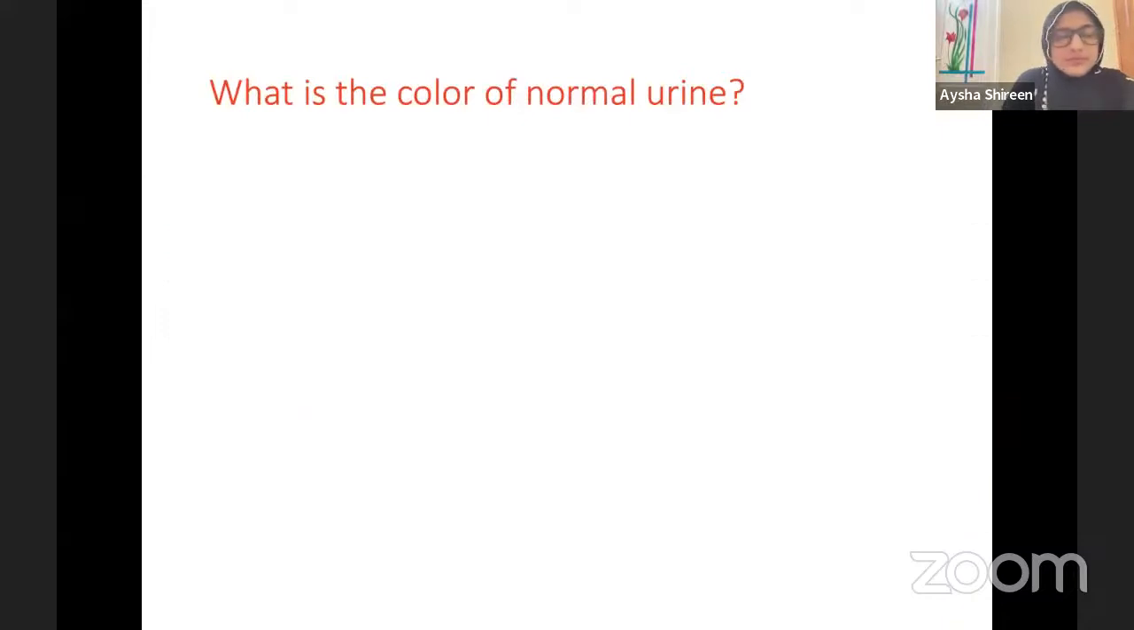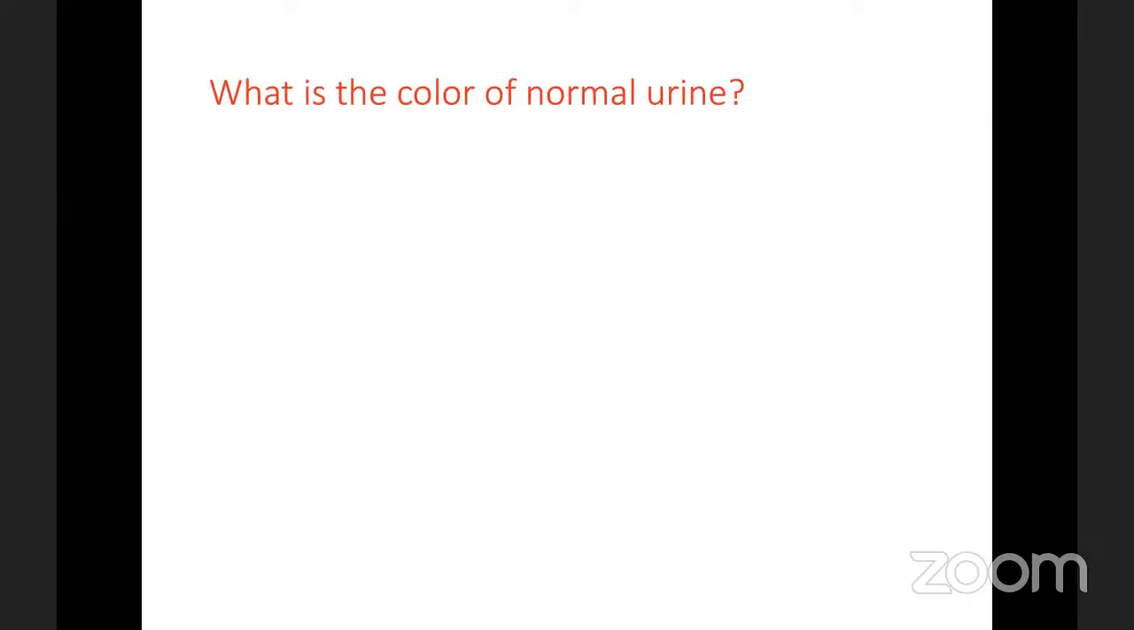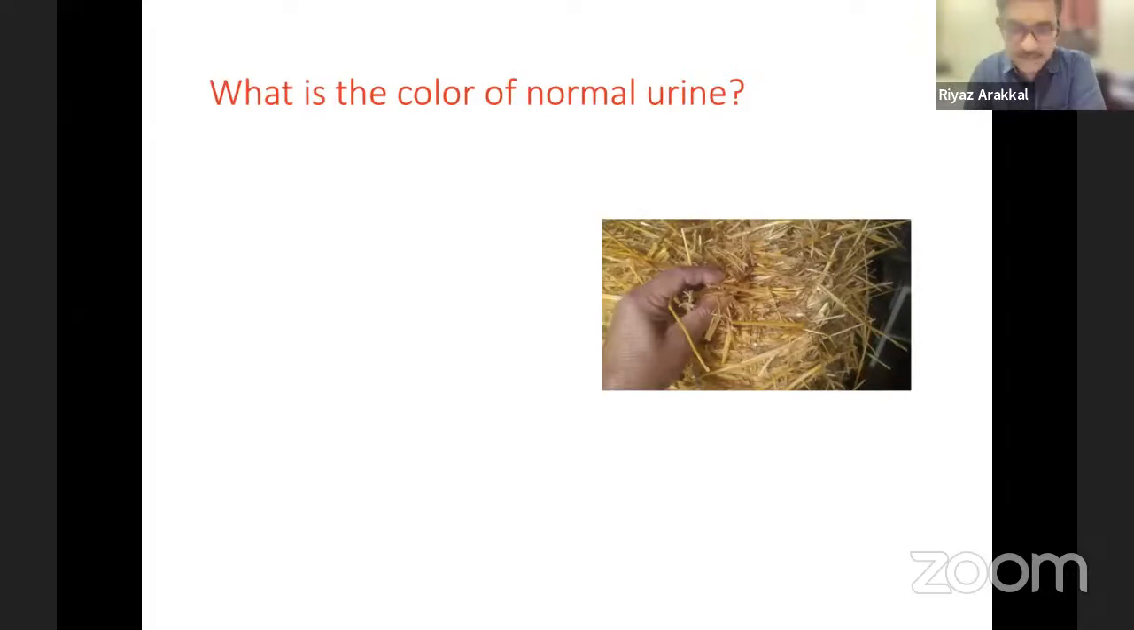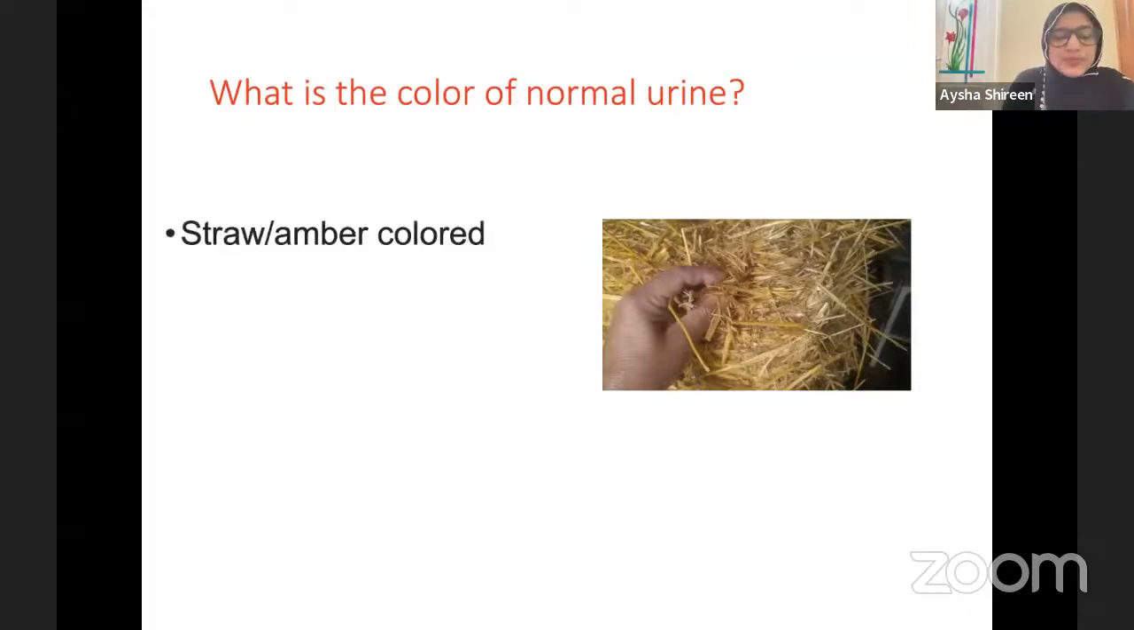Then that takes us to the question, what is the color of normal urine? Anything in the chat box? Somebody has written amber colored, by Dr. Manu Varghese. Colorless, by Dr. Fasana. Straw, by Ahmed Musa. So the typical color is straw colored or amber colored, as they have rightly mentioned.